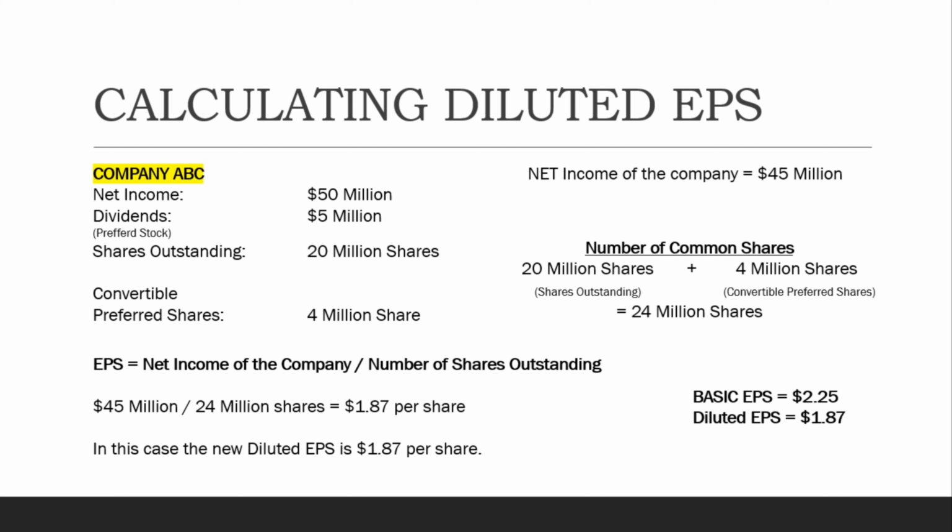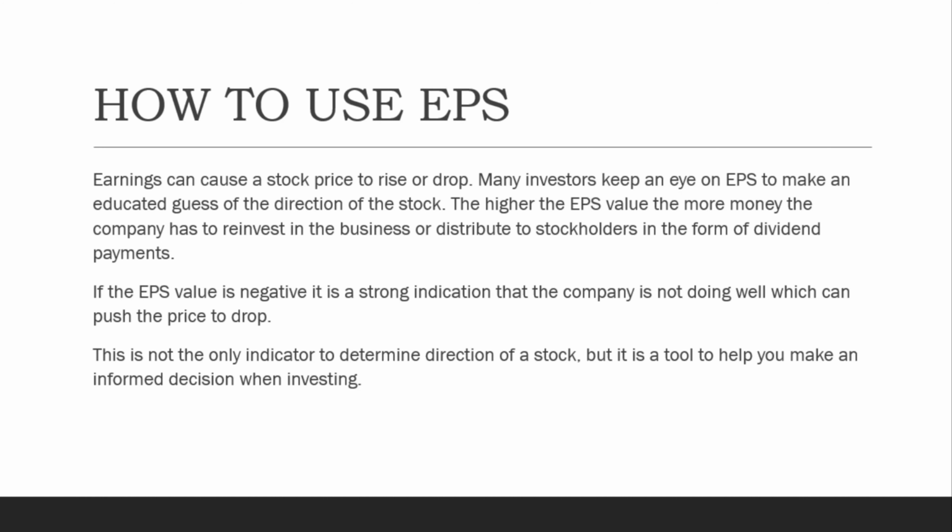So now that you have all this information, how do we use this? How is it used to make a trading decision? Earnings can cause a stock price to rise or drop. Many investors keep an eye on the EPS to make an educated guess of the direction of the stock. The higher the EPS value, the more money the company has made and the more opportunity to reinvest that into the business or distribute it to the stockholders in the form of dividend payments. So in other words, the higher the value of an EPS, in theory, the price should go up. Again, it's not 100% guaranteed that it will, but it's a theory.